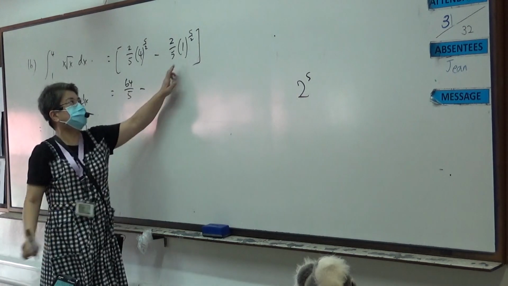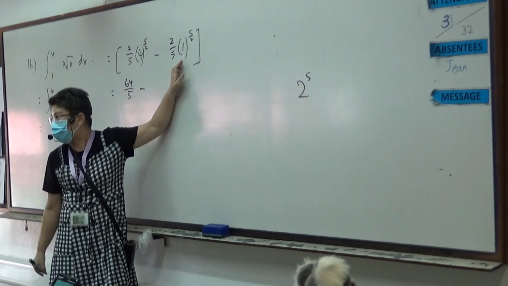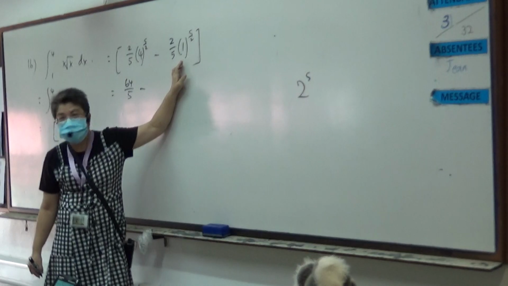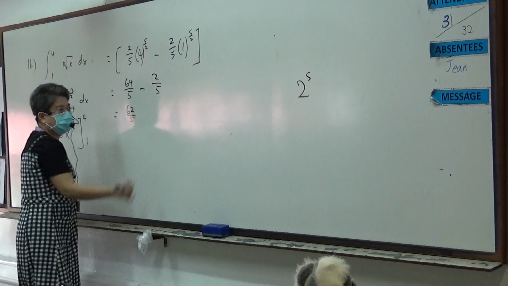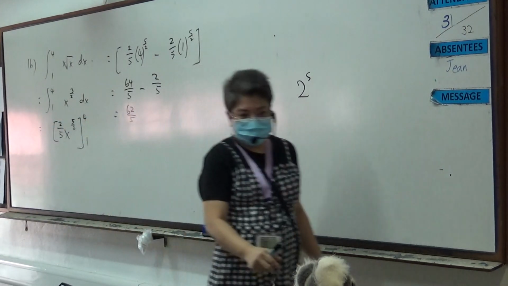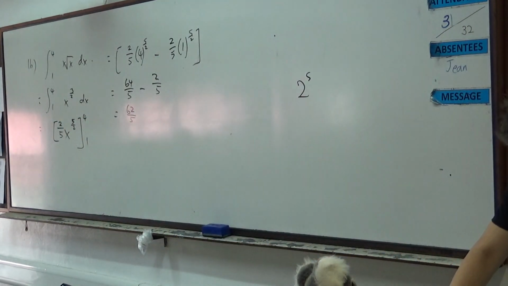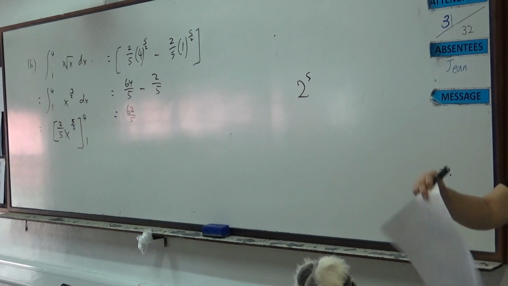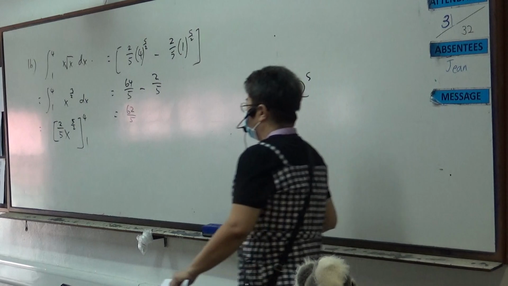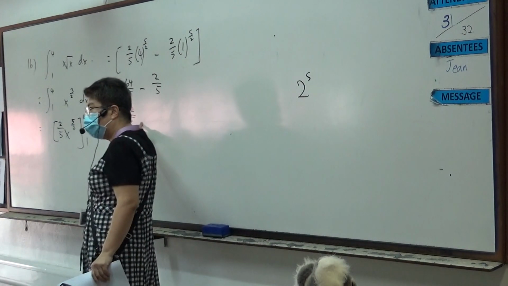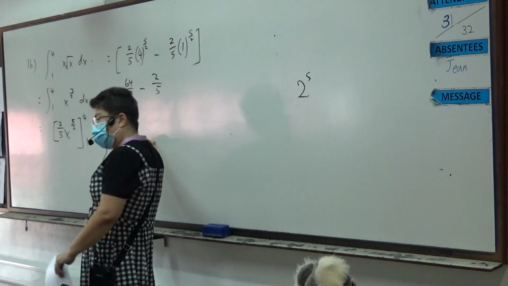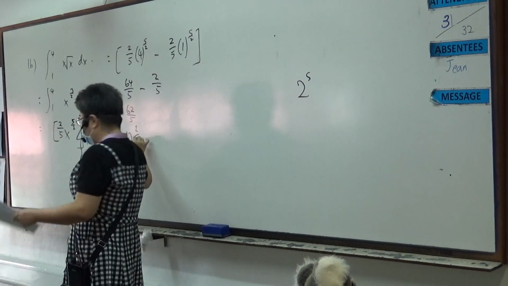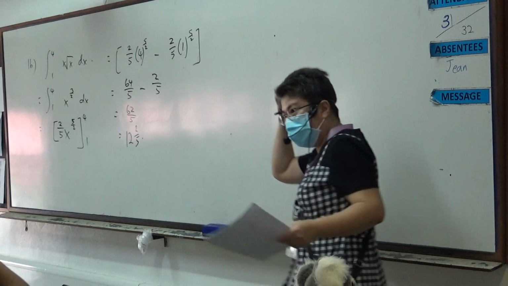Minus, this one is the easiest thing on earth. 1 to anything is 1. Agree, class? So, minus 2/5. So, this one becomes 62/5, right? What is 62/5 if you want to change to mixed number? What is this called? Improper fraction. I'm scared you forget. So, 12 what? 2/5. Very good. Okay?